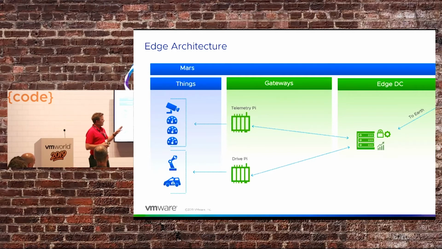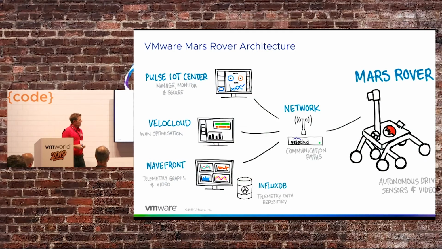And then these connected back to our edge data center on Mars, which was basically where VeloCloud, our network solution, was terminated. That then communicated via the interplanetary connection back to Earth to send all the data to Pulse. Okay, so just tying back some of the VMware components that made the whole solution.